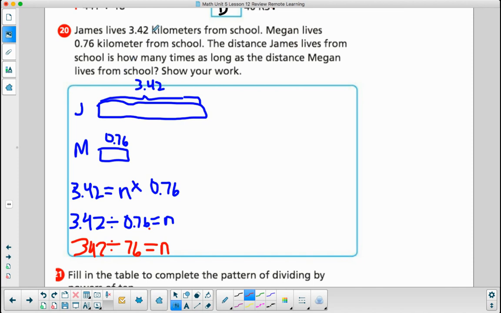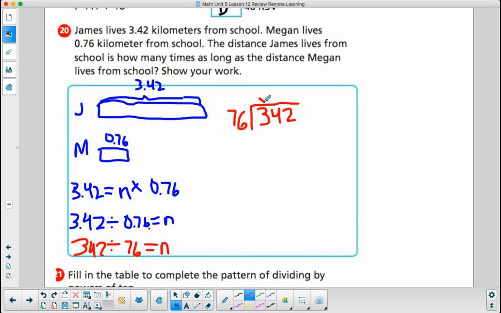All I did is change these from 3 and 42 hundredths kilometers to 342 meters, and 76 hundredths of a kilometer to 76 meters. So now I'm finding out how many times, but I'm just doing it with meters. 342 divided by 76.